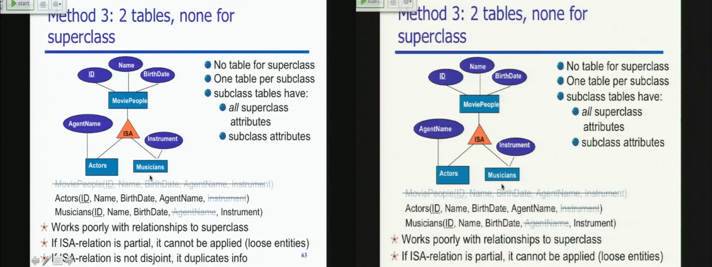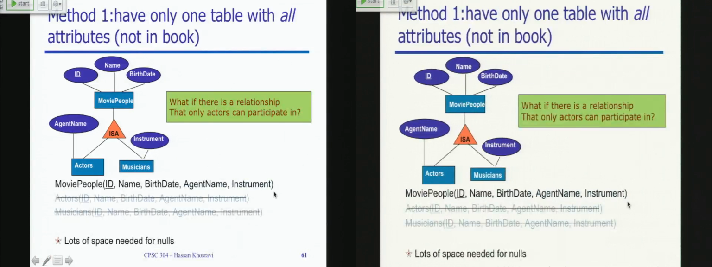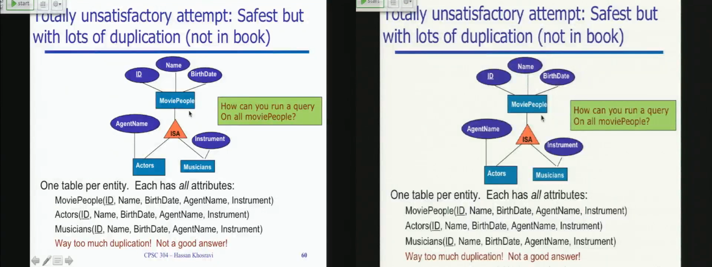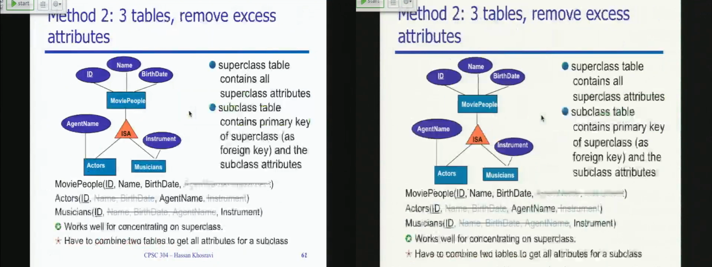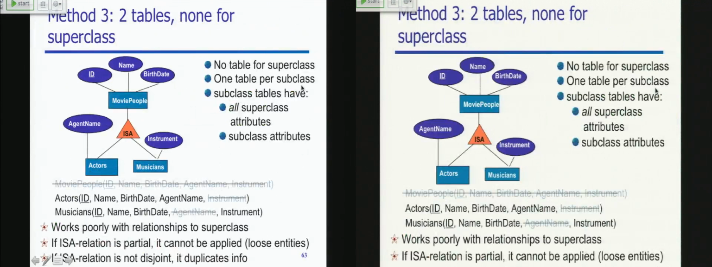And how are you going to deal with directors? That's one problem. If I wanted to go with this design, the first question I would ask is, is it the case that everyone in your superclass is a part of your subclasses? If they are, then we might be able to consider this. If you have people who are just movie people, then you can't put them anywhere once you do this.